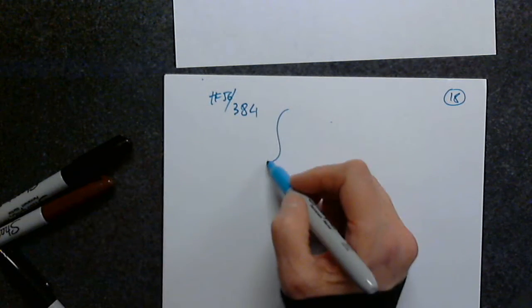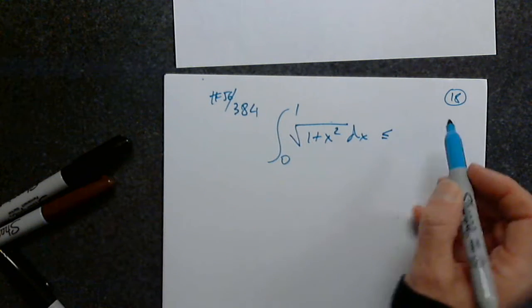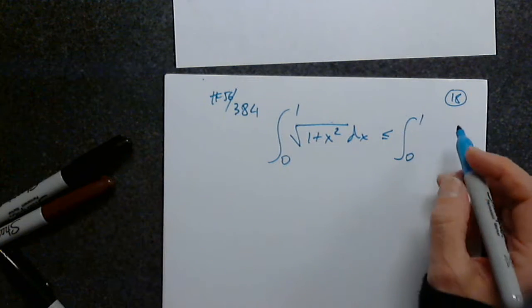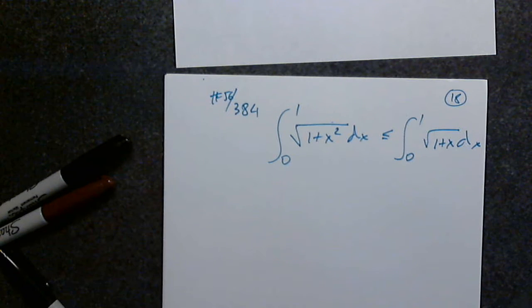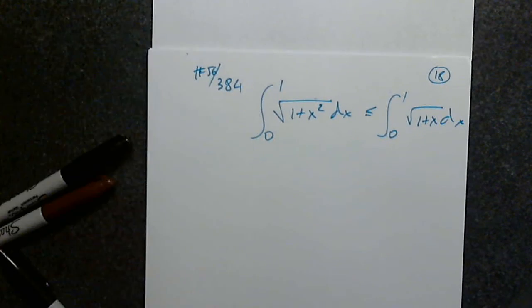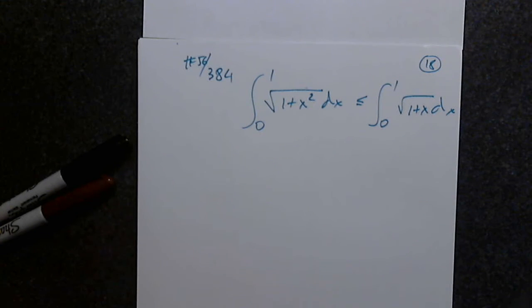And we are told that the integral from 0 to 1 of the square root of 1 plus x squared dx is less than or equal to the integral from 0 to 1 of the square root of 1 plus x dx. Okay. They're telling us, show this. Well, I have to build this step by step. I cannot just say, oh, it's obvious. No, it's not obvious. And I have to show it step by step.